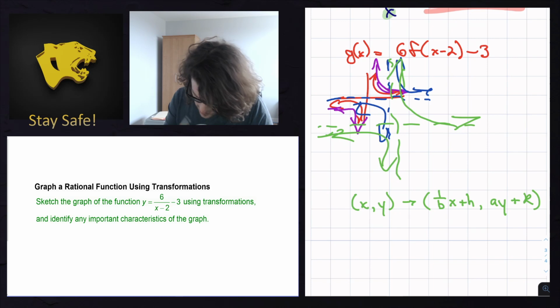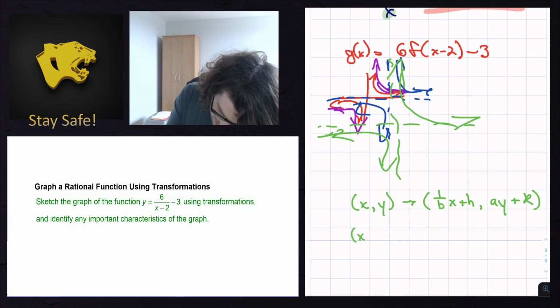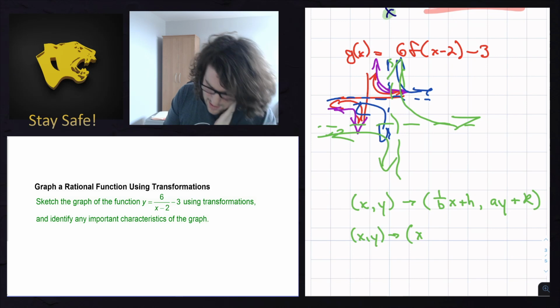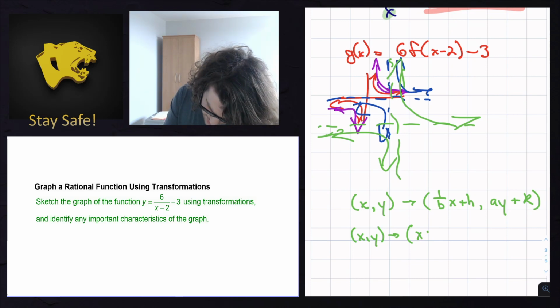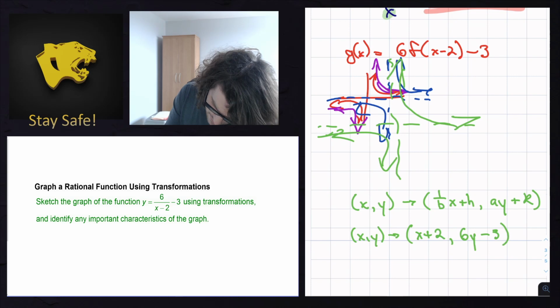And so if we look at this, we don't have a b value. So our x comma y for this particular case is going to map onto x, and then the h value is 2. So it's x plus 2. And then a is 6. So 6y minus 3, moving it 3 units down.